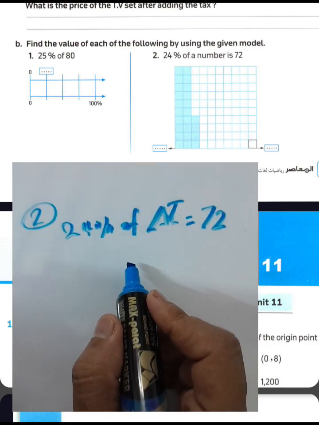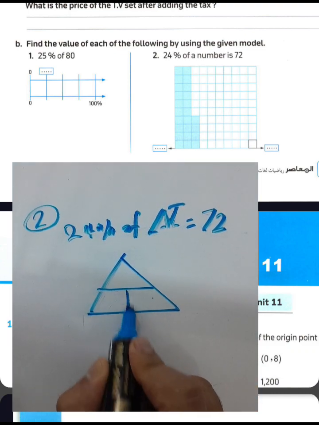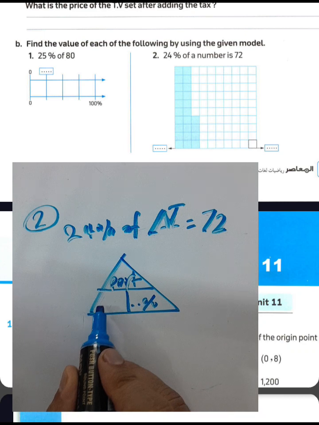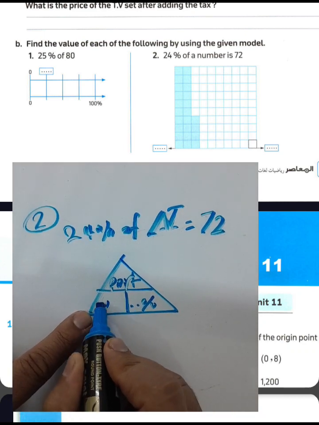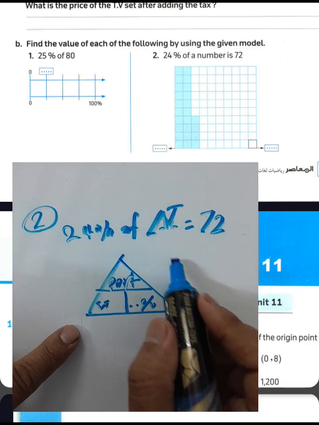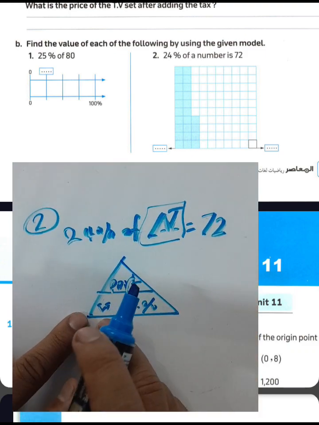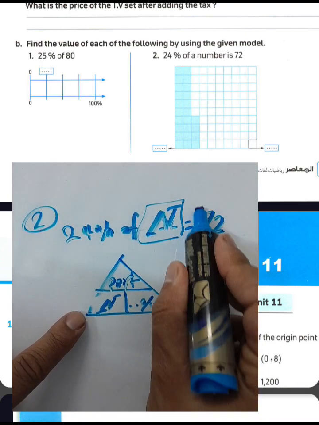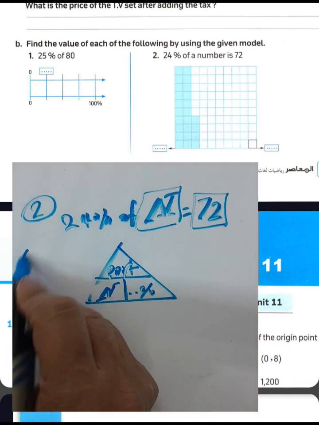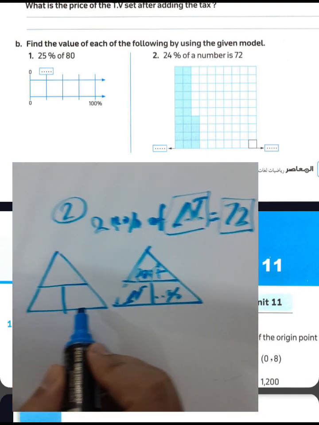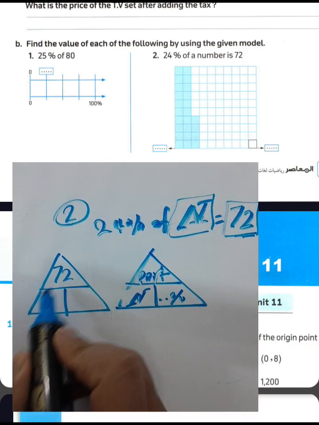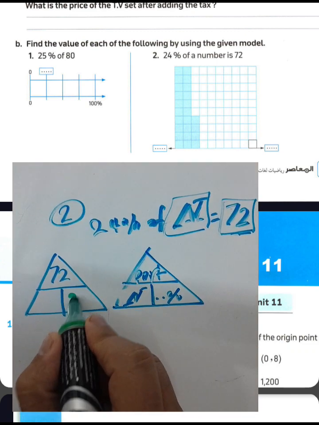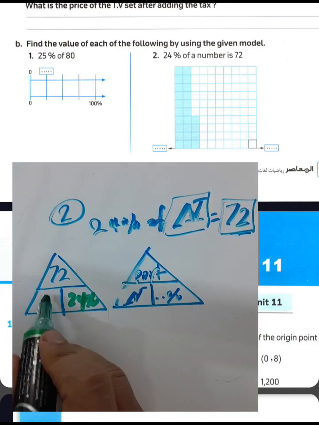Again, to solve the example, you must know these properties. We have here part and here percent, and this number here refers to the whole number, the total. You want to find what? The part or the whole number. You want to find the whole number, but I get the part, which was 72. Then in this triangle, the part here was 72 and the percent was 24%, and here I want to find the whole number.